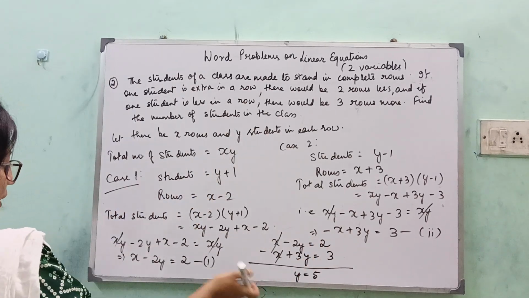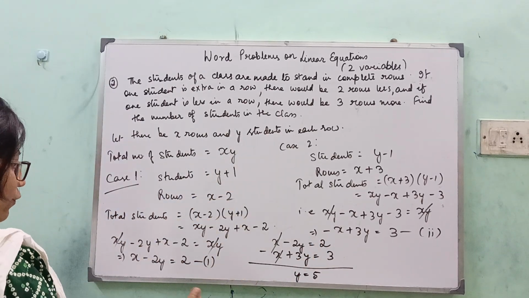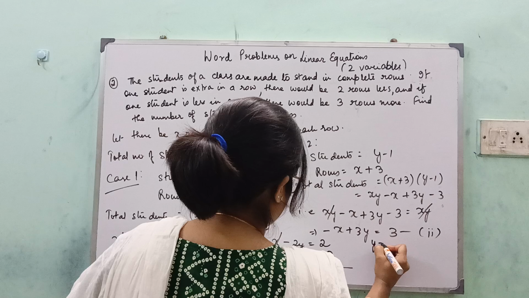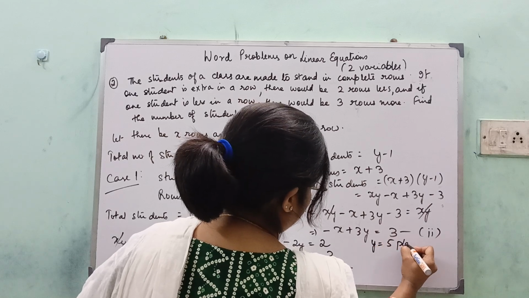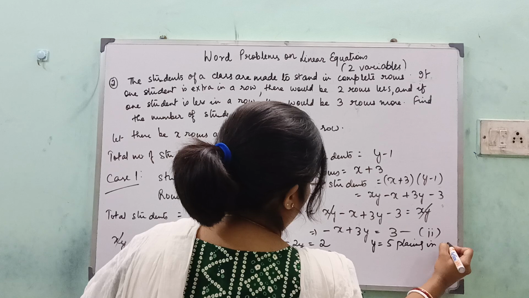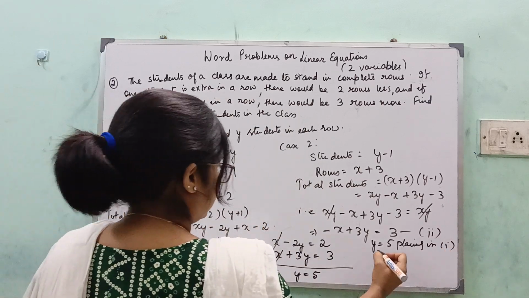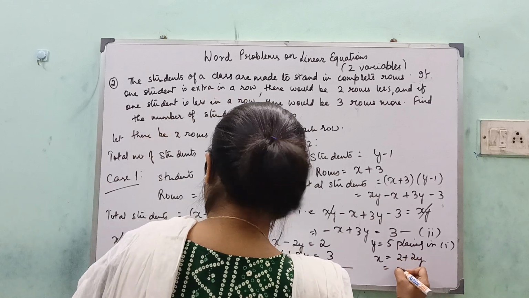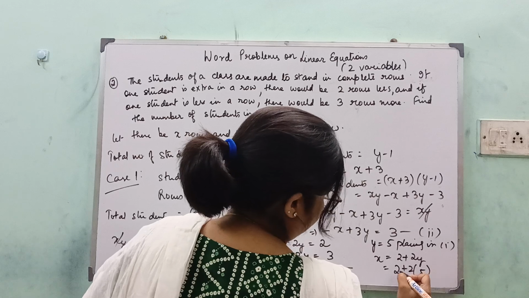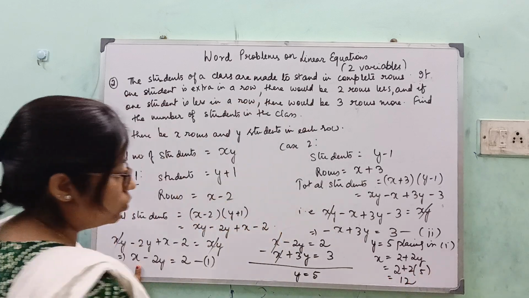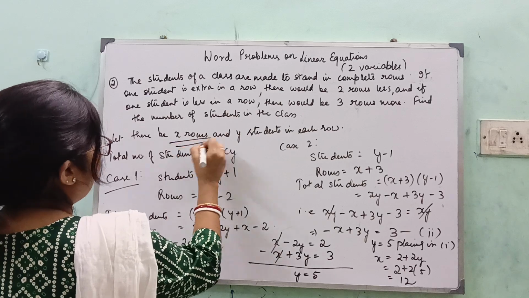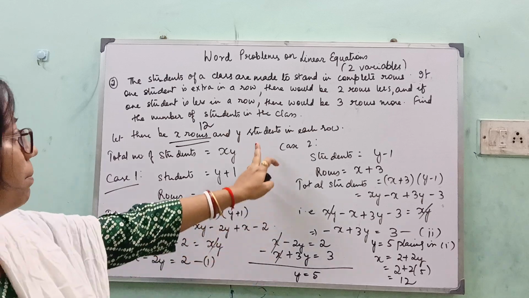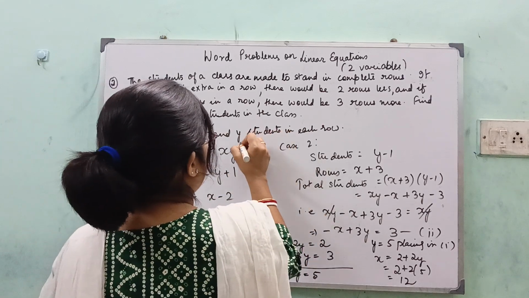Now substitute the value in any one of the two equations. You will get the value for x. So I will put it in 1. So y equals 5 we are placing in 1. So x equals 2 plus 2y. So 2 plus 2 into 5. 5 2s are 10. 10 plus 2, 12. So you can see the number of rows is 12 and the number of students in each row is 5.